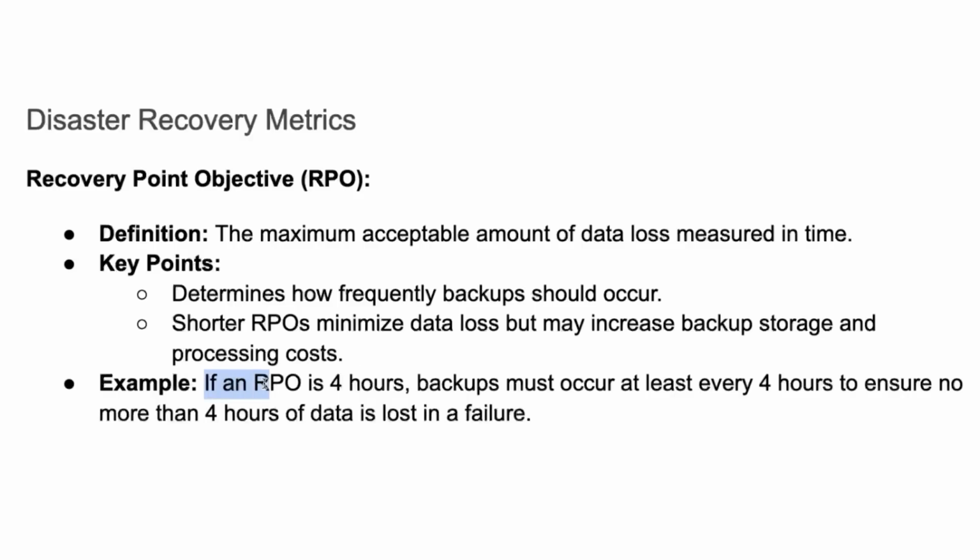An example is if the RPO is 4 hours, that means that backups occur at least every 4 hours to ensure that no more than 4 hours of data is lost in a failure. So this is the maximum acceptable amount of data that we can lose, measured in time. When was your last backup? Was it 4 hours ago? Was it 4 days ago? Was it 4 weeks ago? Was it 4 months ago?